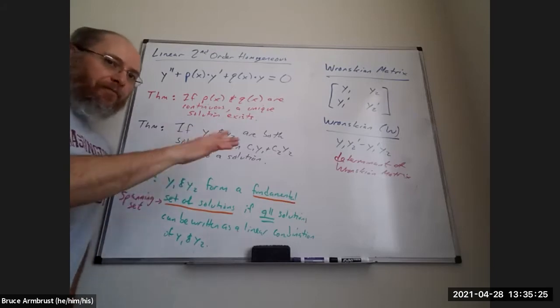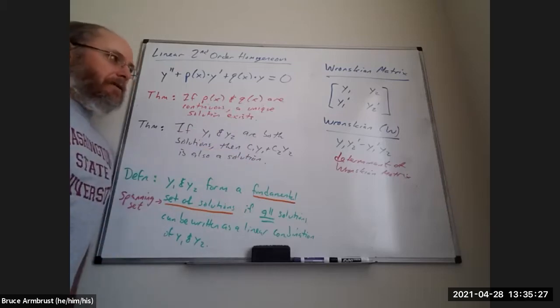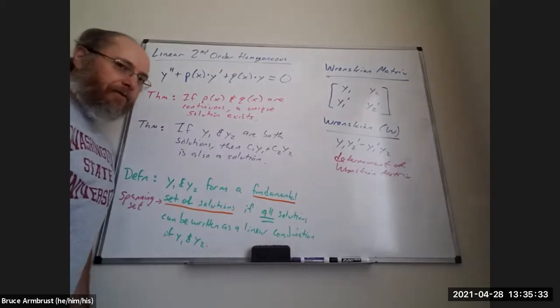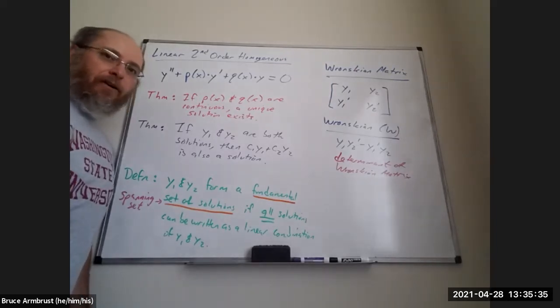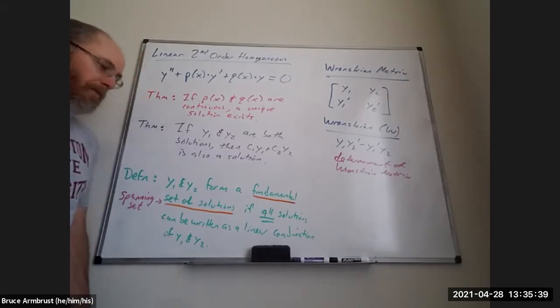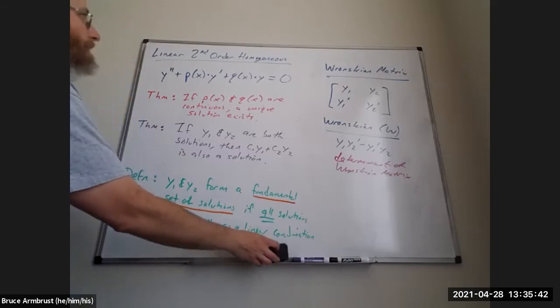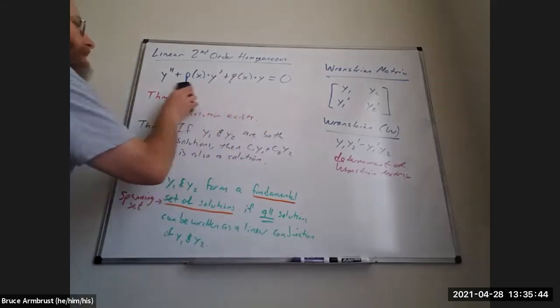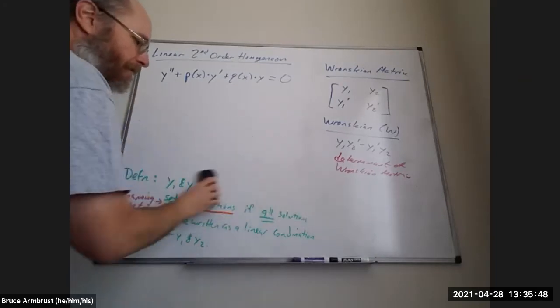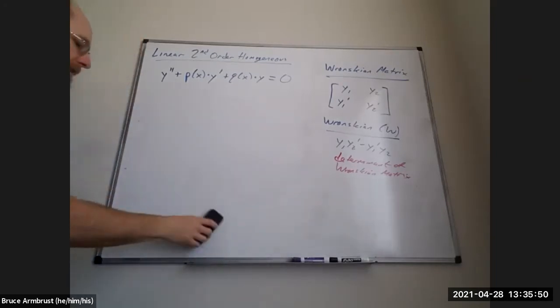Okay, so there's this thing, the Wronskian. So the question is, where is this coming from? Why does it matter? How does it pertain to what we're doing? Well, let's come back to this linear second order equation, but let's add in an initial condition.